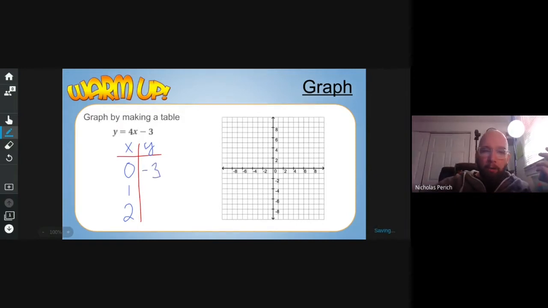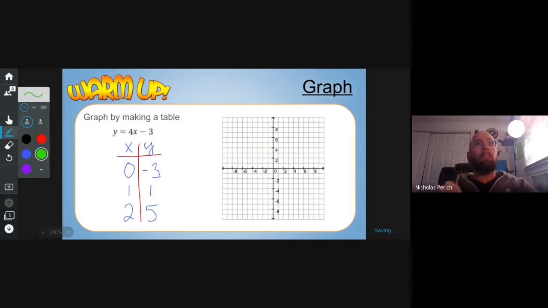Now I have to do 4 times 1 minus 3. I don't need a calculator. 4 times 1 is 4. 4 minus 3 is 1. Now I have to do 4 times 2 minus 3. 8 minus 3 is 5. All right. So these are the points that I get from making this t-table.